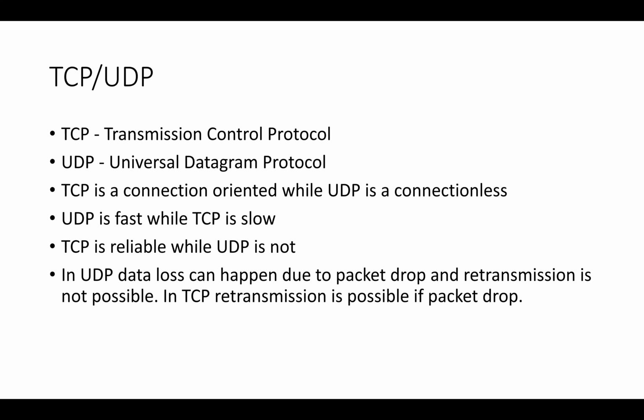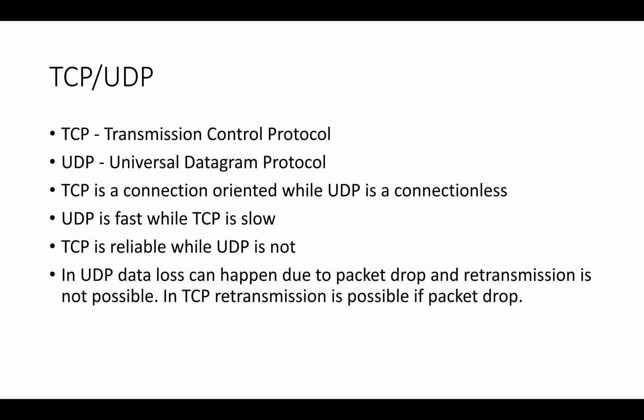So what are TCP and UDP? I am talking about this very briefly. There is much more to TCP and UDP, but I am telling the basic key points. TCP is basically Transmission Control Protocol, and UDP is Universal Datagram Protocol. This is the name of TCP and UDP. Some also call it, instead of Universal, User Datagram Protocol.